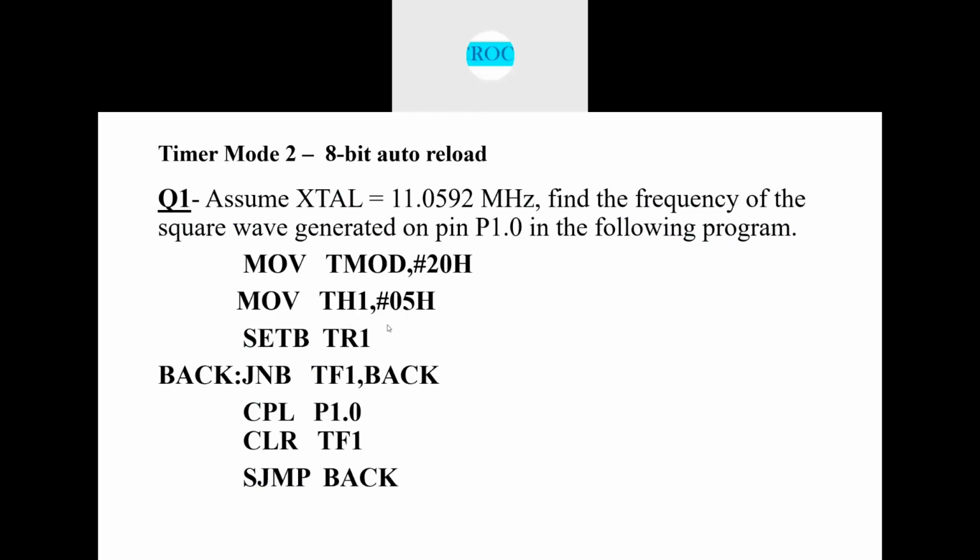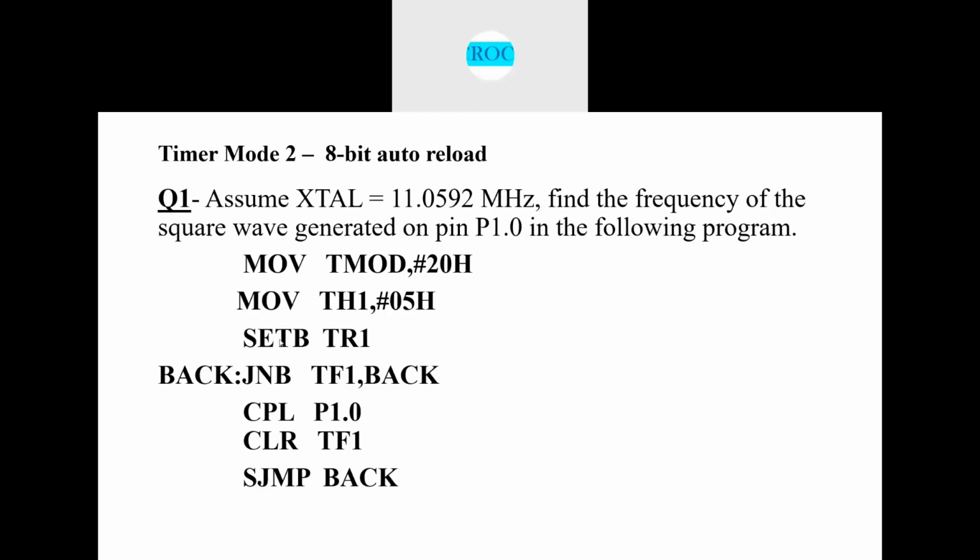Once we initialize this, next you start the timer. How do you start the timer? SETB TR1. Now it will start the timer, and the timer will receive the clock cycles. As the number of clocks it receives, it will increase the number of counts. For each clock pulse, it will increment by 1.